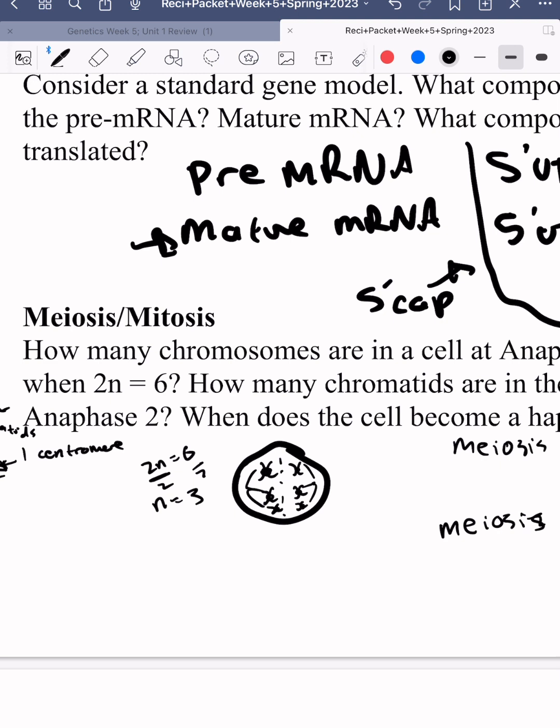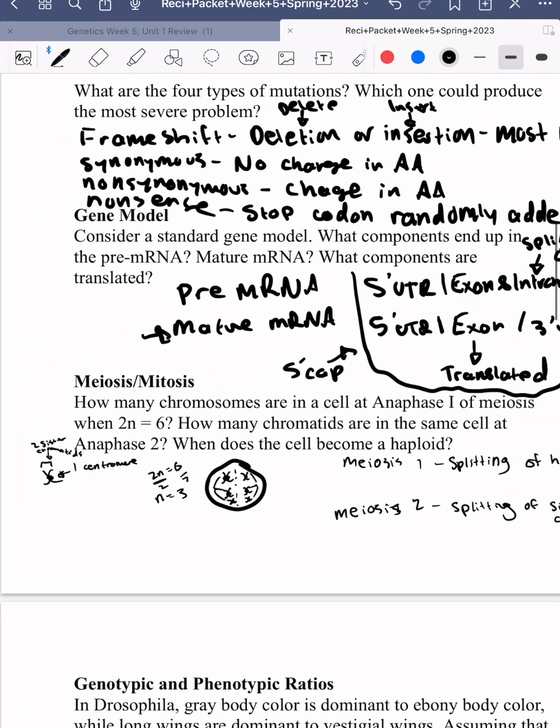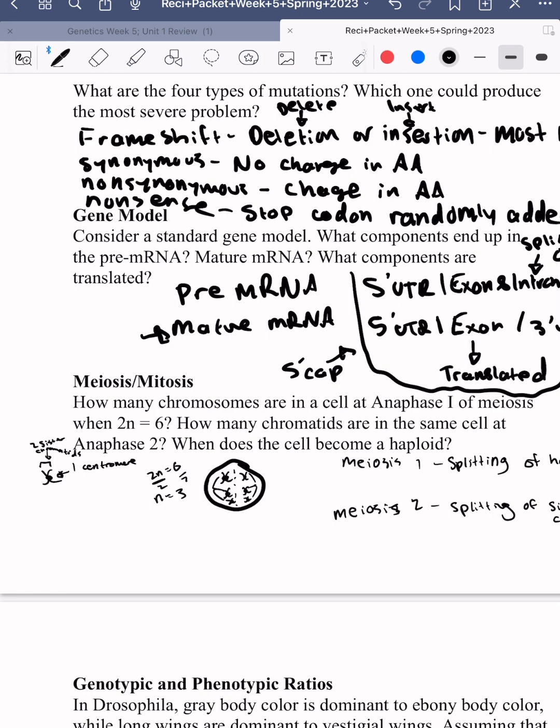2n just means that there are 2 chromosomes in a set, and there's a total of this many chromosomes. In this case, it's 6. So there would be 3 sets of 2 chromosomes, and we can see that we have 3 homologous pairs, 2 chromosomes per homologous pair. So in anaphase 1, there are 6 chromosomes.